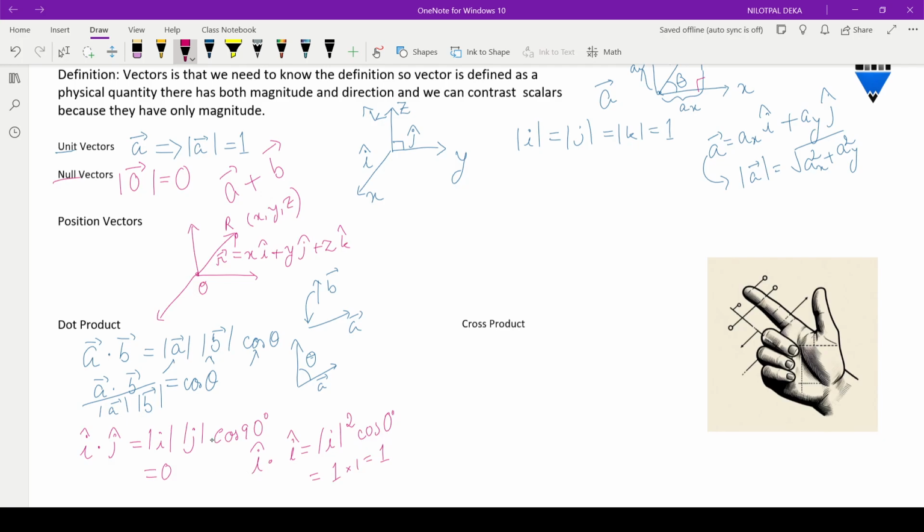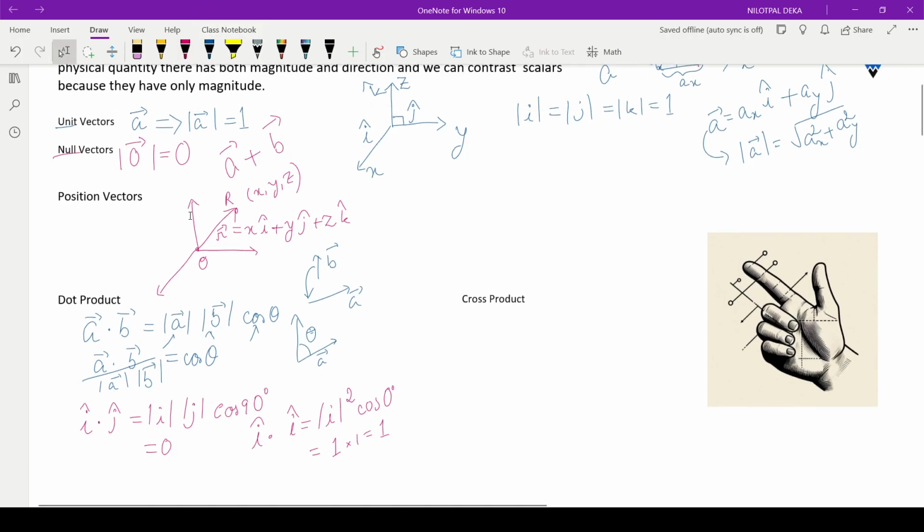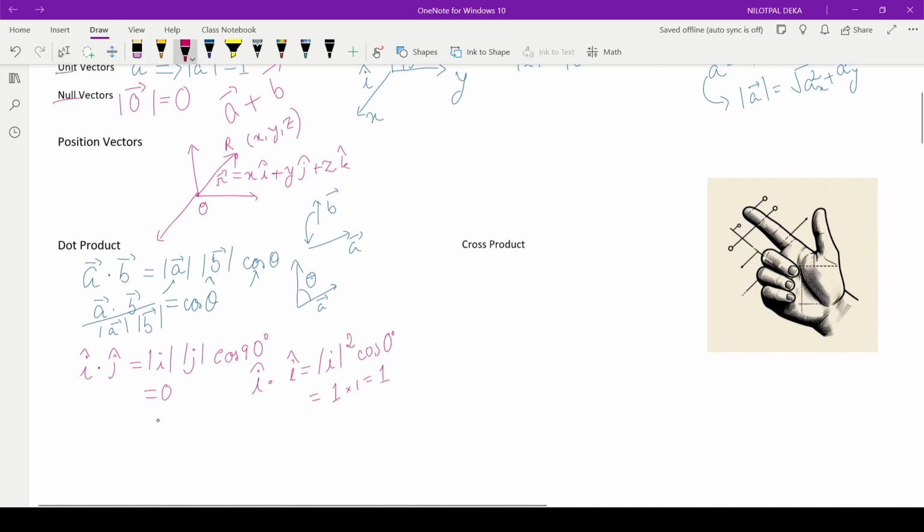So from this, we'll get a couple of formulas in the sense that i dot j is 0, and similarly j dot k, and k dot i are equal to 0. This is because this is an orthogonal set of vectors, or a perpendicular set of vectors. j is perpendicular to k, k is perpendicular to i, and i is perpendicular to j again. So they would give me 0.